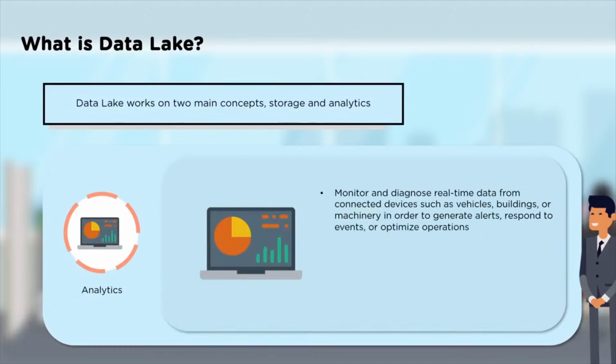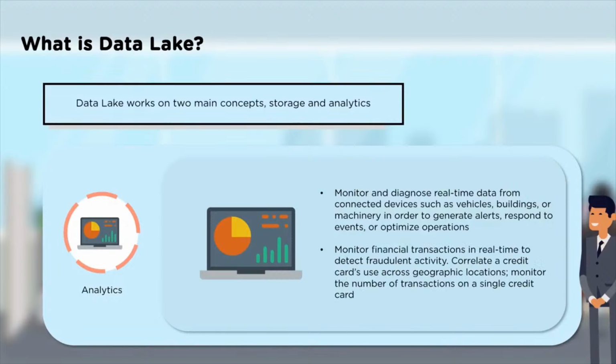And another concept when it comes to data lake is analytics. Here are two examples of how analytics works when it comes to data lake. When it comes to analytics, you can monitor and diagnose real-time data, for example, data that you're getting from vehicles or buildings. These can be used to optimize how they work, respond to certain events, or generate alerts in case something goes wrong. Then you can also identify fraudulent transactions on your credit card, or you can identify the geographical position of your card. Perhaps monitor how many transactions have been taking place on that card, and so on.